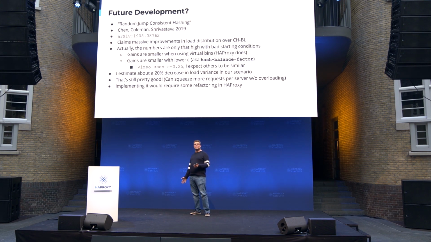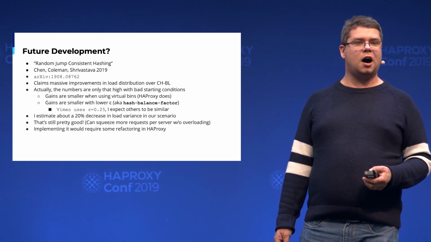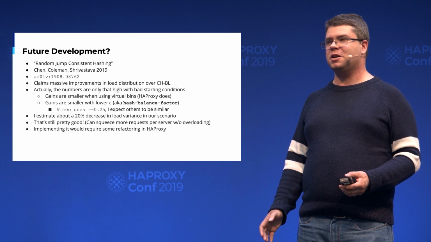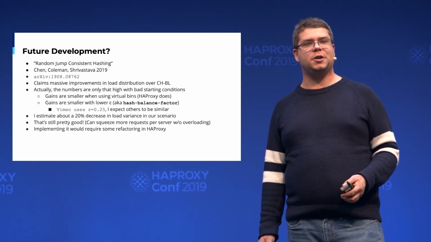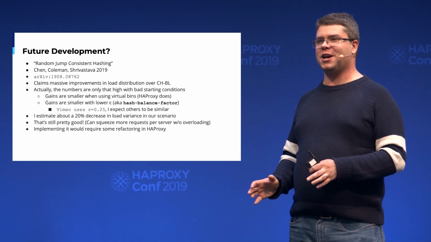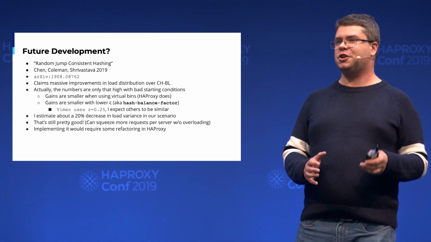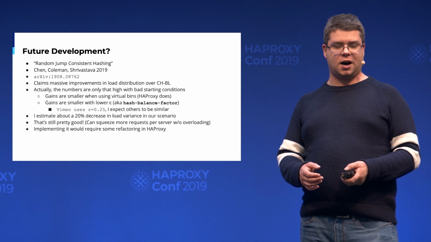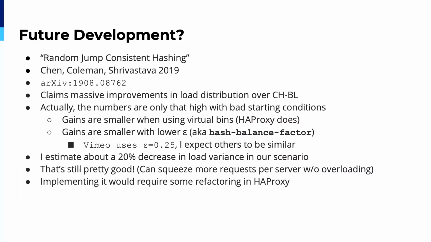Just a few weeks ago, my boss sent me another paper titled Random Jump Consistent Hashing, which came up because it specifically cites this previous paper. They said they have an improvement on this algorithm that gives massive improvements in the quality of load distribution. I spent some time reading it. OK. You only get massive improvements if you start with the wrong configuration to begin with. If your consistent hashing uses virtual bins, which HAProxy's implementation does, then you're not going to get as large gains as they claim. If your hash balance factor in your HAProxy config is something reasonable, like 125, which is what we use, which corresponds to epsilon equals 1/4 in the scientific notation, then the gains are not going to be nearly as large as the worst case that they want to highlight in their paper.